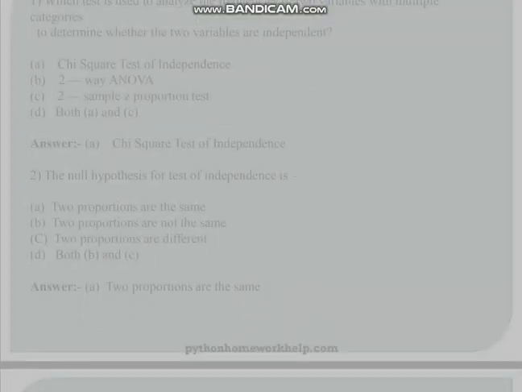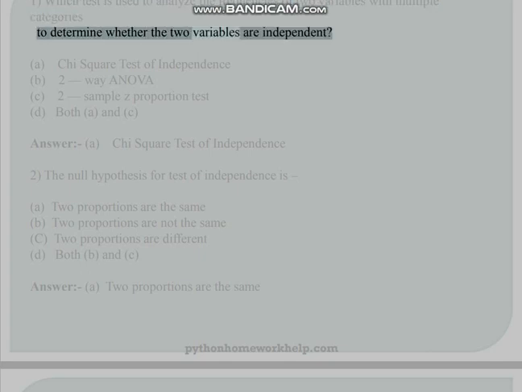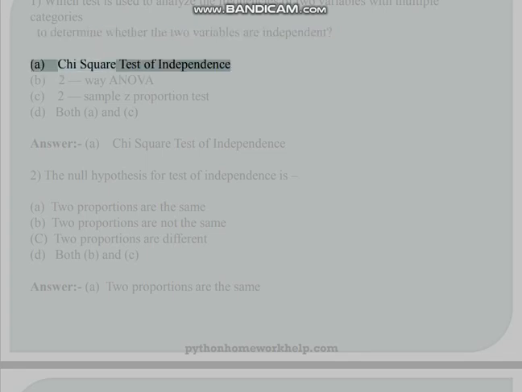1. Which test is used to analyze the frequencies of two variables with multiple categories to determine whether the two variables are independent? A. Chi-square test of independence. B. 2-way ANOVA. C. 2-sample Z proportion test. D. Both A and C. Answer: A. Chi-square test of independence.